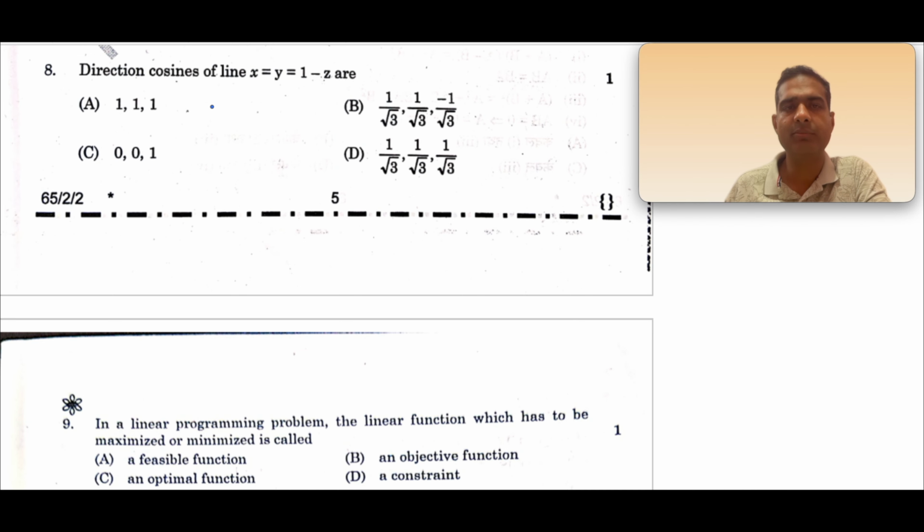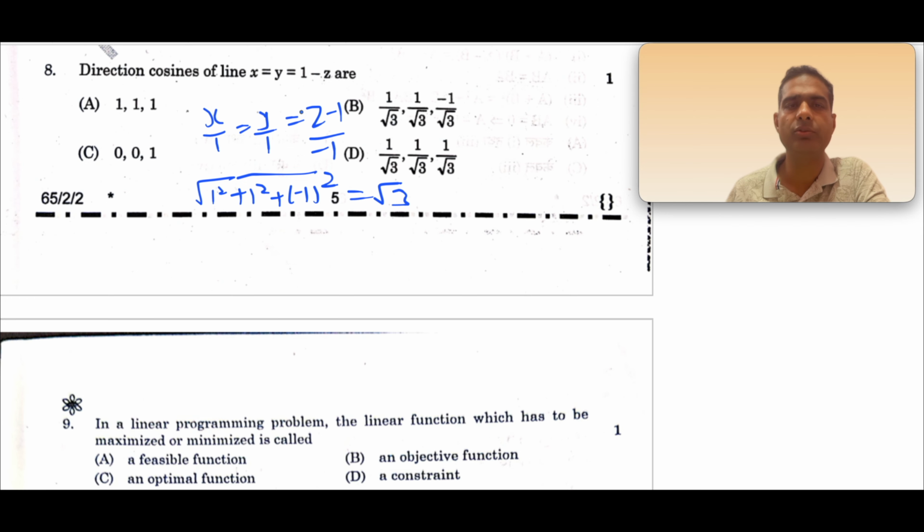So this function can be written as x by 1 is equal to y by 1 is equal to z minus 1 by minus 1. And these are the direction ratios of this line, but we have to find out the direction cosines. So for direction cosines, we have to divide each of these by the square root of 1 square plus 1 square plus minus 1 square, that is square root of 3. So we will be getting 1 by root 3, 1 by root 3 and minus 1 by root 3. So option B will be our answer.